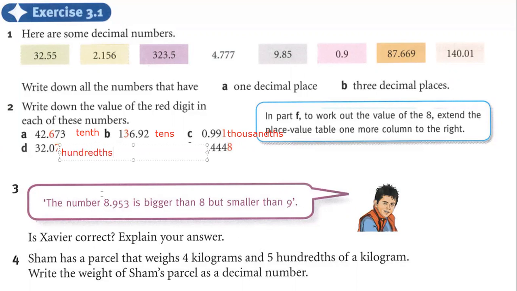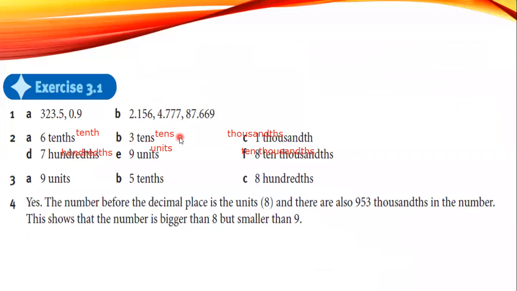And the last one is unit. This one is thousand, 10,000, 10,000, thousands. Okay, let's see if the answer is right or wrong. It is 10,000s. Okay, so this one is 10,000, this one is thousand, this one is tenth, this one is unit, hundred, and tenth. Okay, I hope all of you understand this.